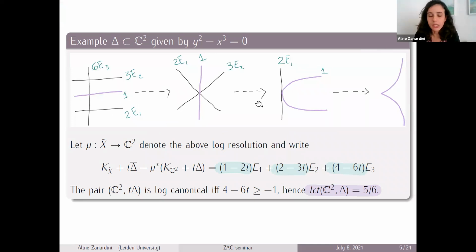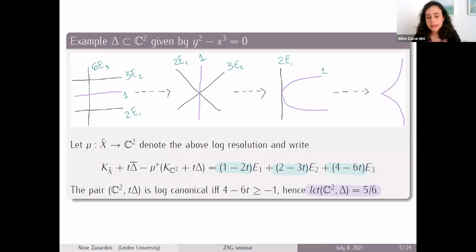And okay, so how do we compute? What we want to do is to compute the log canonical threshold of C2 comma delta. So what we do is we take a log resolution, I'm calling it mu, and then we can express the quantity on the left of the equality in terms of the exceptional divisors Ci. And so these are going to appear with some coefficients.